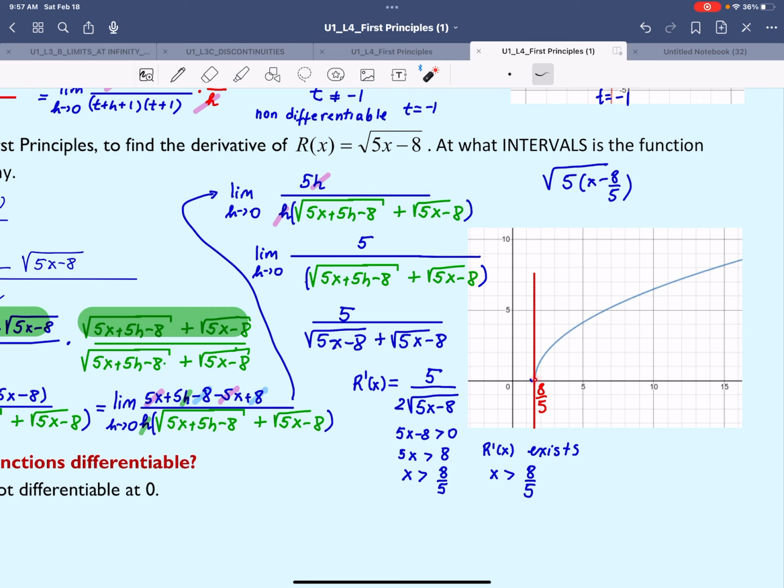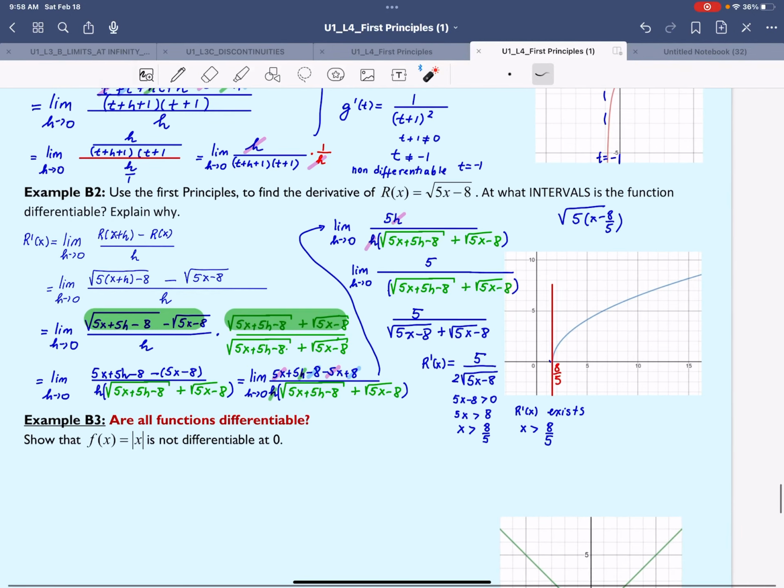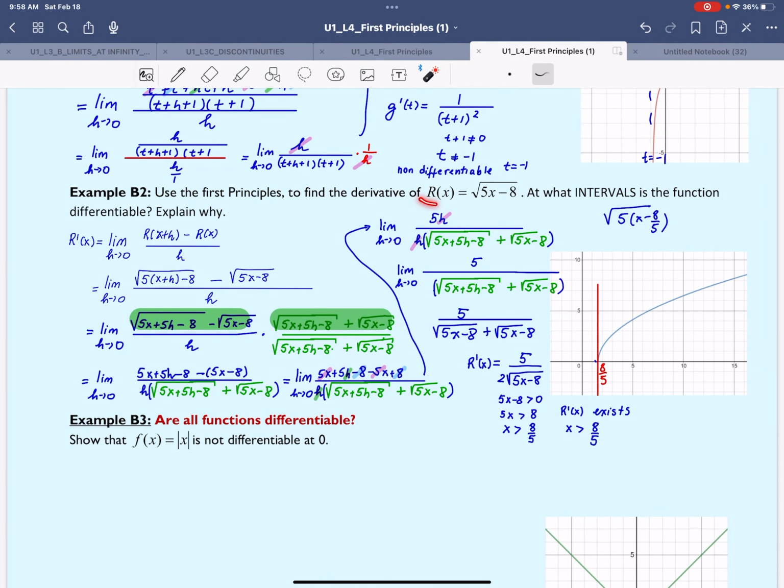So the derivative was also undefined at 8 over 5. And the reason why, and we are making the connection here with the graph, is that, yes, we can draw a tangent, but the tangent has an undefined slope. So therefore, we're going to say that the function r of x is differentiable only for x values greater than 8 over 5. You can draw the tangents at any point where x is bigger than 8 over 5.